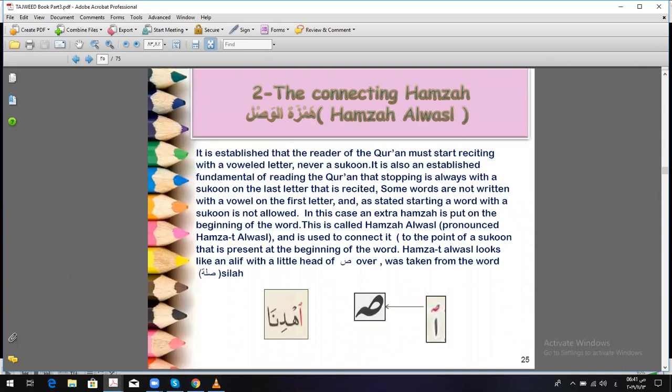How are you, Nuran? Inshallah, we will start with Hamzat al-Wasl and Hamzat al-Qat. The connecting Hamza, or Hamzat al-Wasl. Inshallah, we start with it. At the beginning, we need to know what we mean by Hamzat al-Wasl.